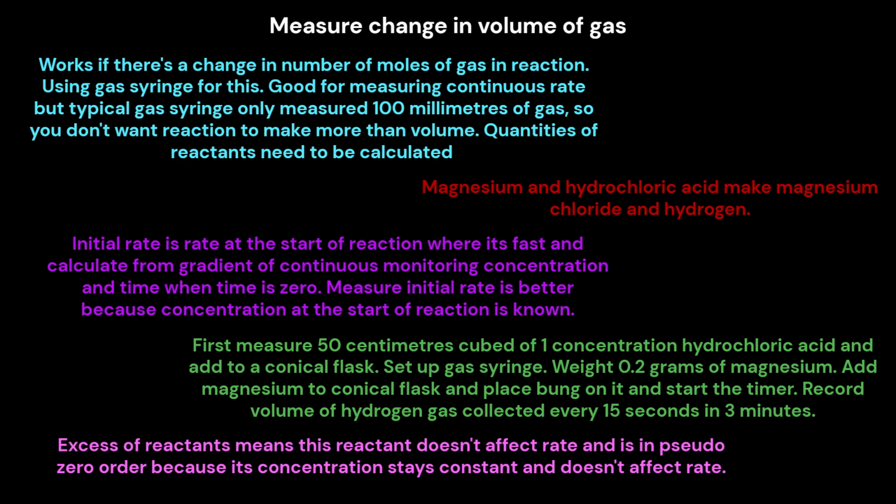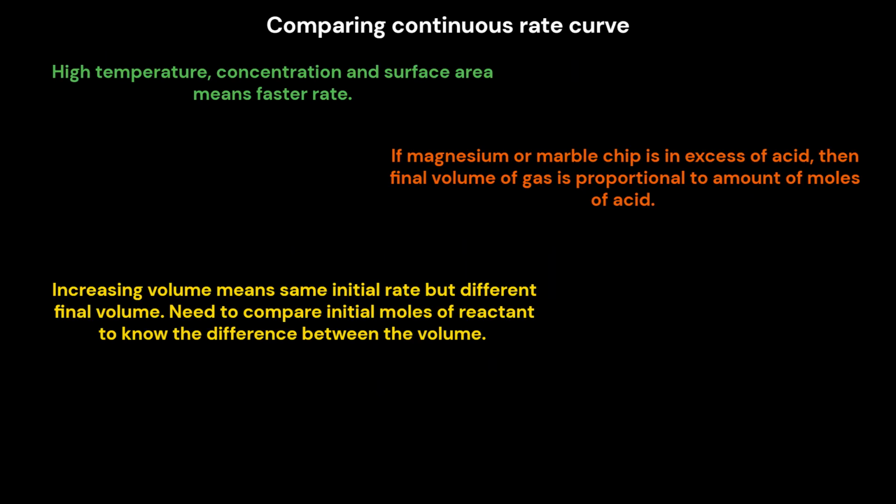An excess reactant doesn't affect the rate and is pseudo-zero order, because its concentration stays constant and doesn't affect the rate. Comparing continuous rate curves: high temperature, concentration, and surface area mean a faster rate.